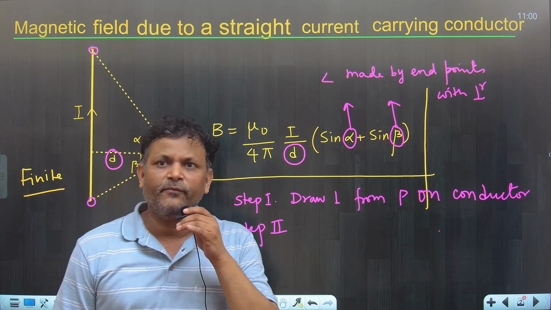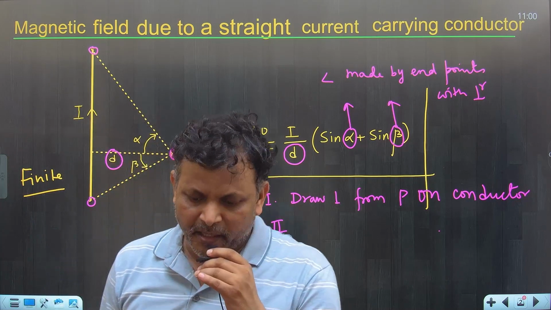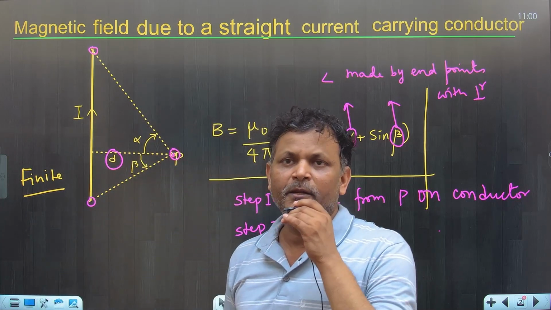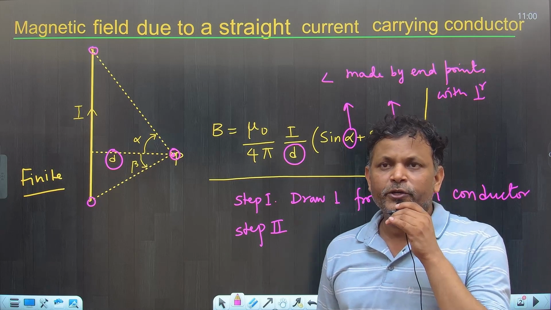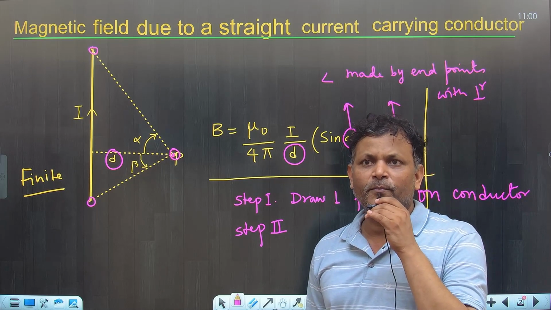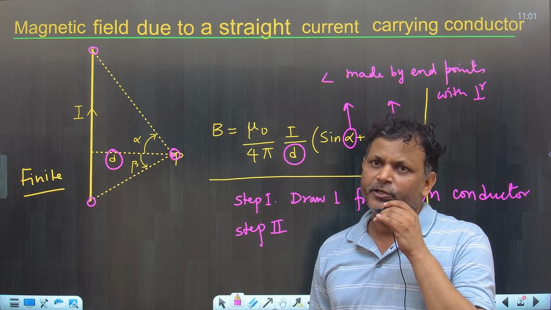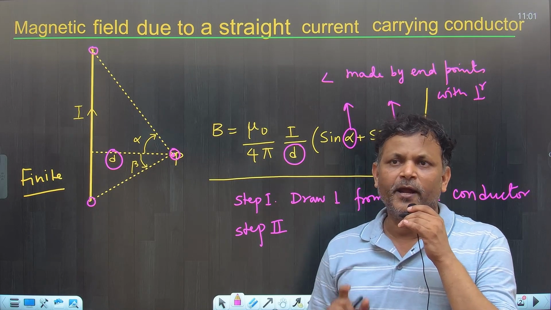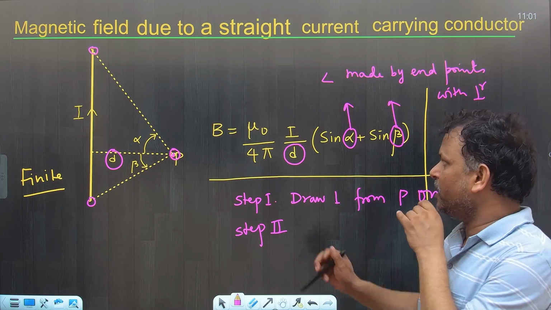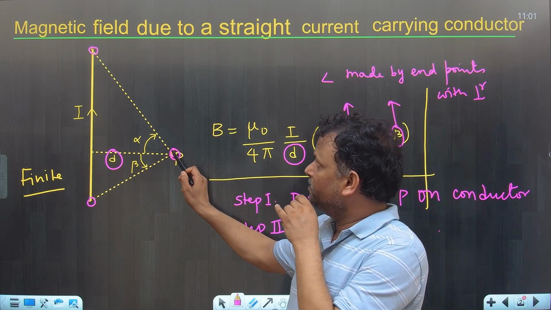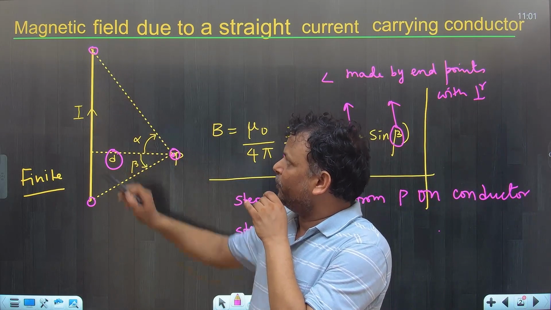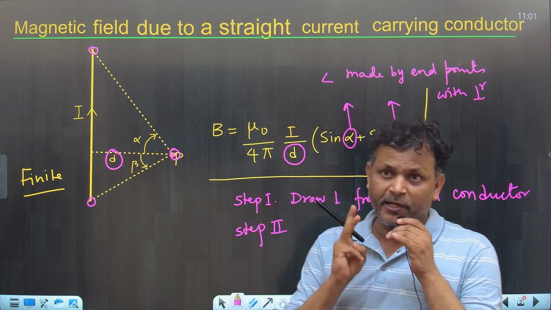Whenever we have to calculate a magnetic field due to a straight wire at a point P, then definitely we should draw perpendicular from that point P on that finite conductor. It is step 1, and step 2 is to get alpha and beta. Alpha and beta are the angles made by perpendicular with the endpoints. Means you have to do 3 things.